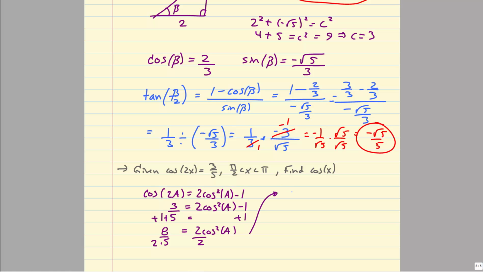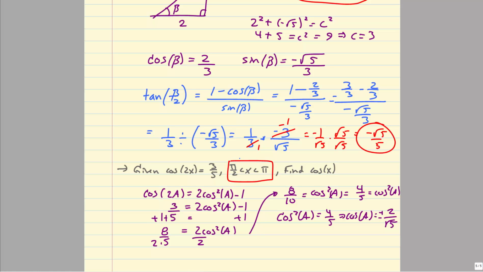Kind of running short of room here. So here I have 8/10 equals cosine squared of a. So that would be 4/5 equals cosine squared of a. I would go ahead and take the square root, so I'd end up with cosine of a equals plus or minus the square root of 4 is 2 over root 5. Now I need to figure out which quadrant I'm in. Remember, pi over 2 to pi is quadrant 2. In quadrant 2, cosine is negative.